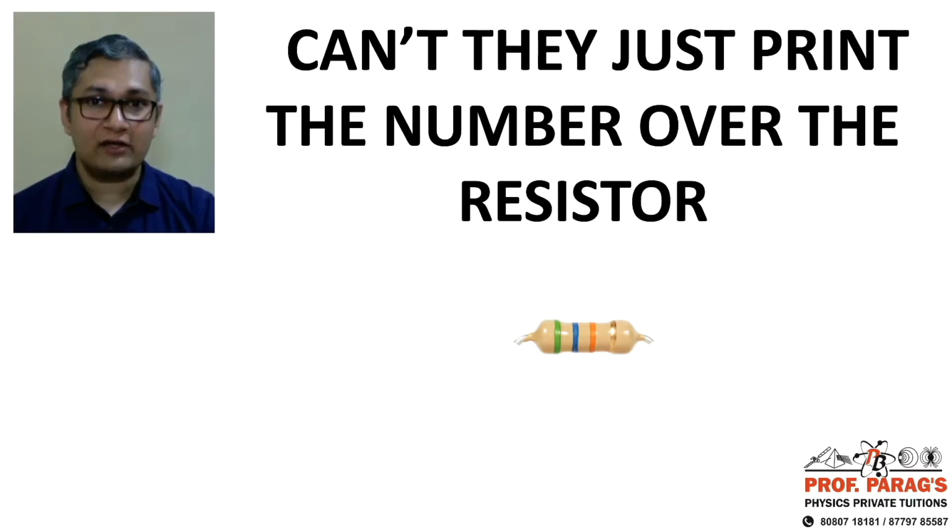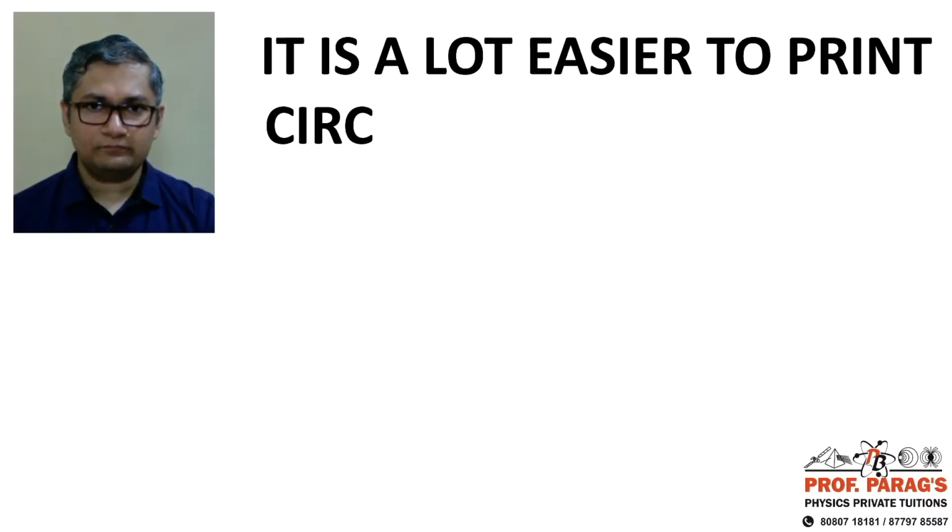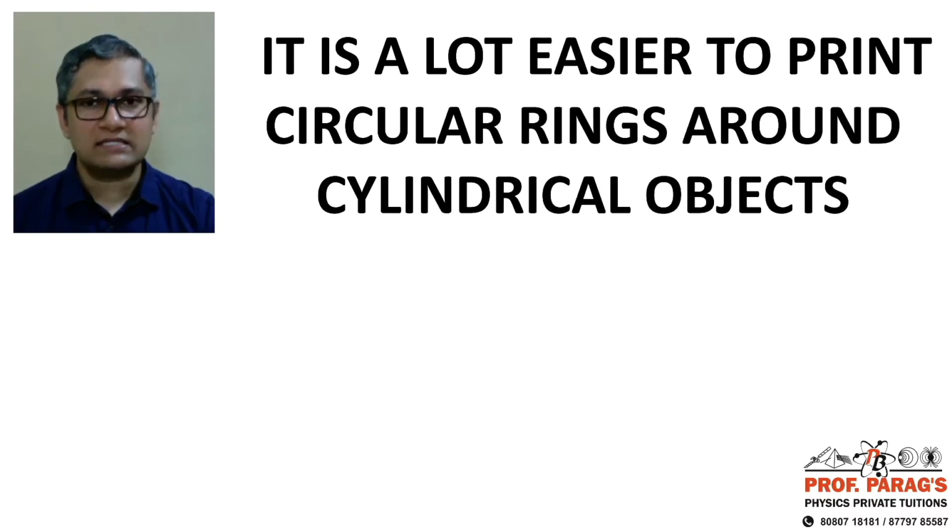Okay, or at least the way to find out the number. So what is the reason for doing this? First of all, it's very easy. It's very easy to print a ring around any cylindrical object. It's very simple to do that instead of printing a number. So the manufacturing process is easy.